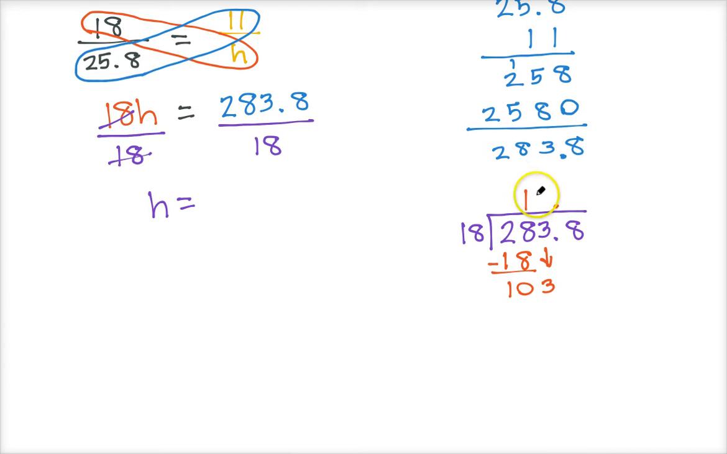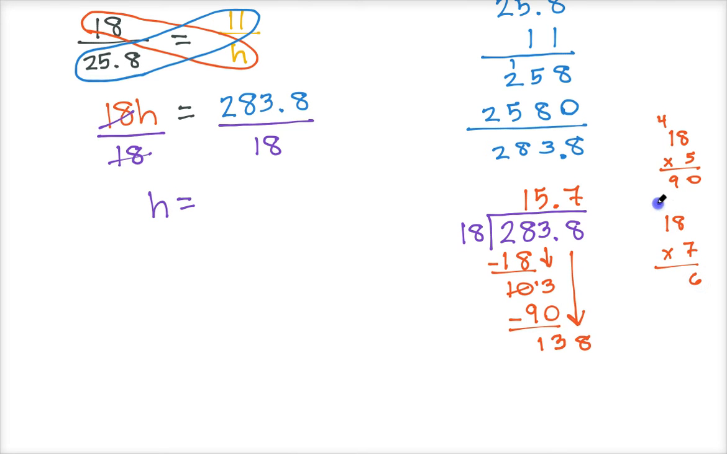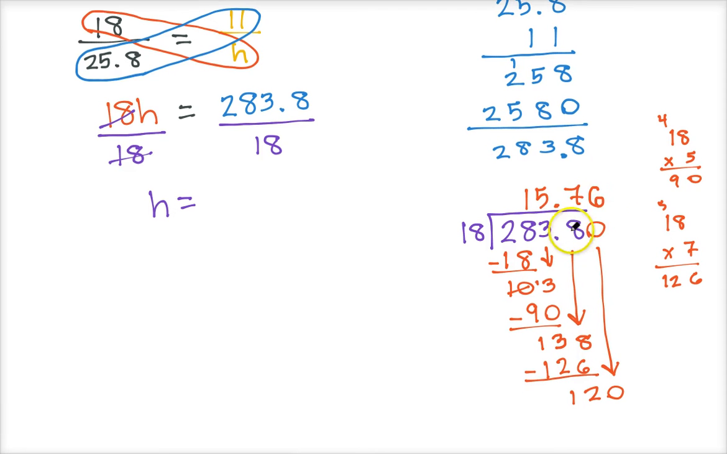18 will go into 103 5 whole times. And 18 times 5 is 90. So I subtract that from my 103, and I get 13. Bring down my 8 here. 18 will go into 138 7 whole times. 18 times 7 is 126. So subtract that, and we just need to go one more decimal place now so that we can round correctly. So we'll do 18 into 120, and 18 will go into 126 whole times. Okay, from there we're done, because we needed this 6 here so that we know this 7 needs to round up. So our answer becomes approximately 15.8.